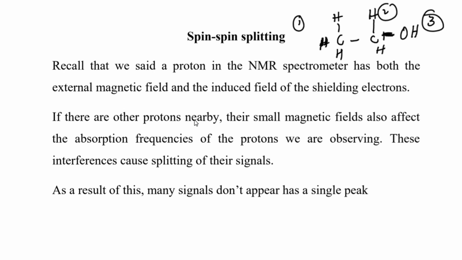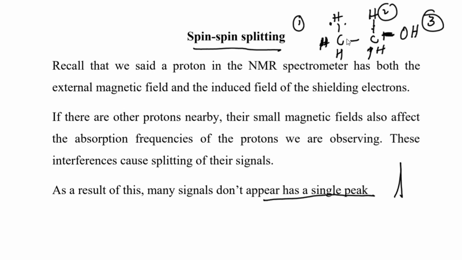So if there are other protons nearby, their small magnetic field also affects the absorption spectra of the protons we are observing. So let's say we are observing this, the magnetic field of this would also affect this, and the magnetic field of this will also affect this. So as a result of this, many signals do not appear as a single peak. So because of this particular reason, splitting, we do not have a single peak for some spectra.